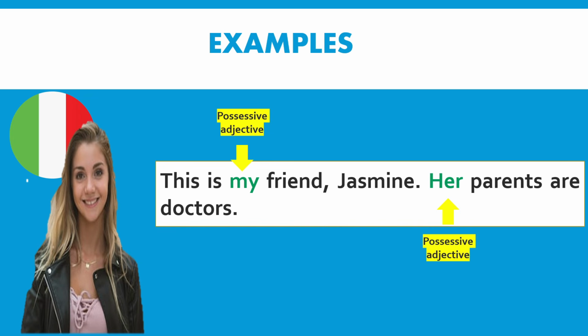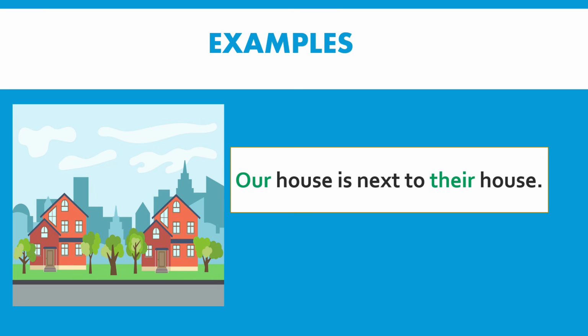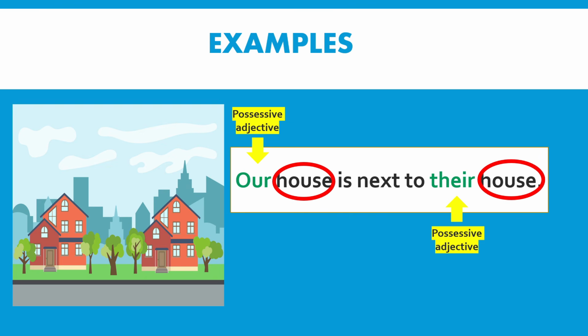And how do we know they are possessive adjectives? Because there is a noun after the possessive adjective. The condition is it must exist before the noun. So now the nouns here are friend and parents. You get what I mean? Okay, we try another example. Our house is next to their house. The possessive adjectives here are our and their. And how can we confirm that they are possessive adjectives? Because the noun here is house. It happens after the possessive adjective. House, our house, their house.